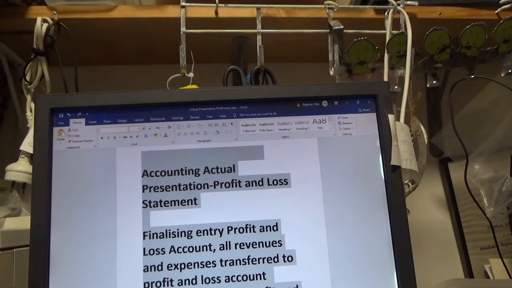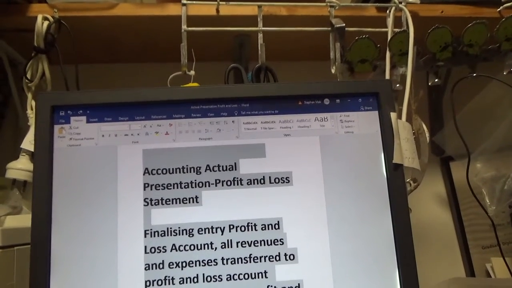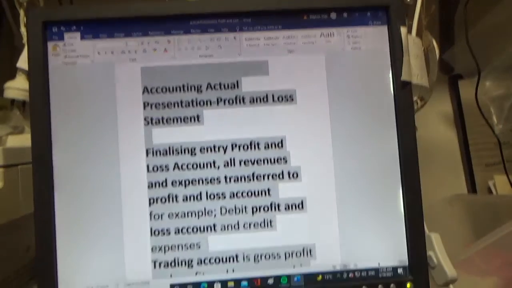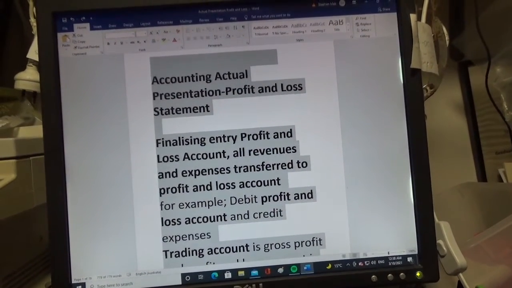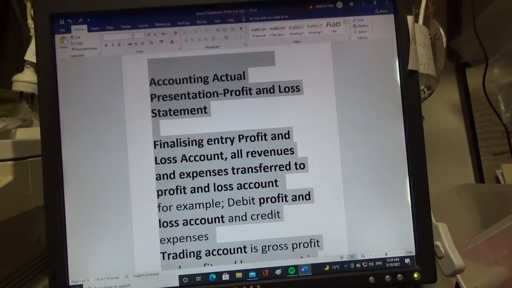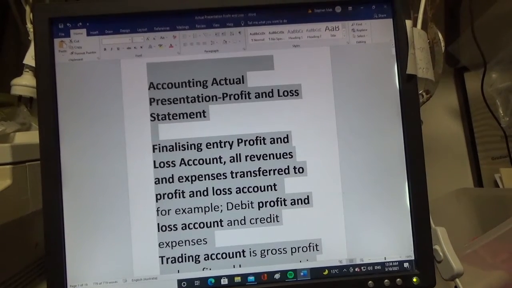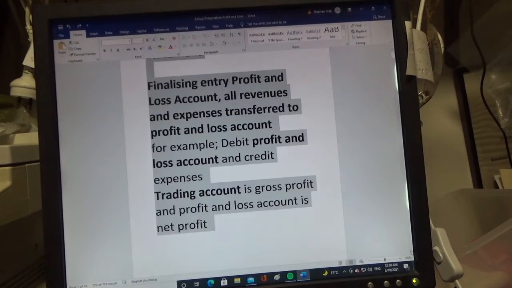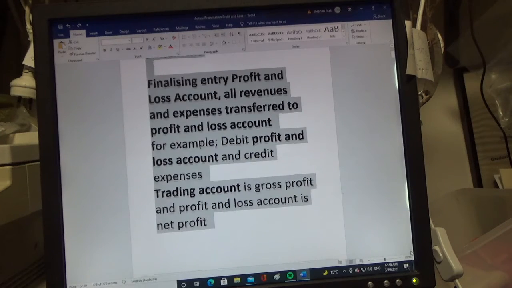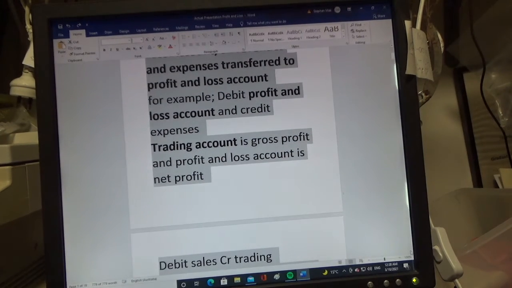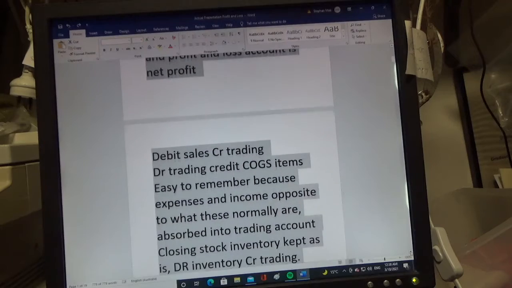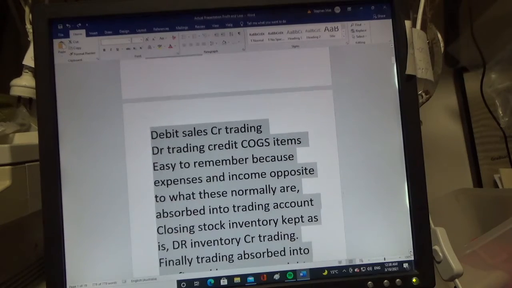So before the profit and loss statement is drawn up, the company has to make general journal entries, which we just mentioned, in both the trading and the profit and loss account. For example, debit profit and loss account and credit expenses. The trading account is all the items where sales minus COGS gives you gross profit. That's the trading account. And items below that we mentioned are the profit and loss account.